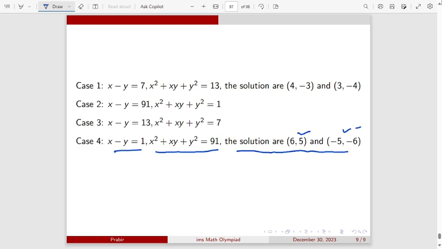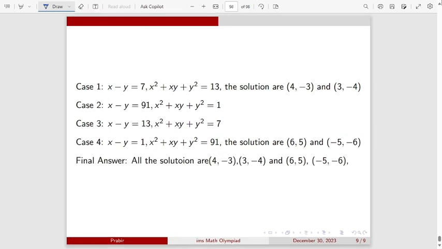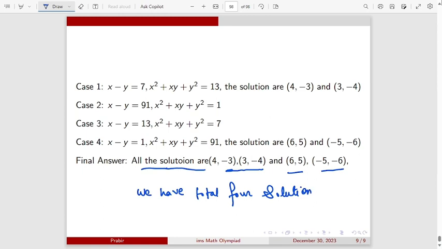So now we are going to the final answer. In the final answer, what we have? All the solutions of these equations are 4, minus 3, 3, minus 4, 6, 5 and minus 5, minus 6. So how many solutions do we have? We have a total of 4 solutions.